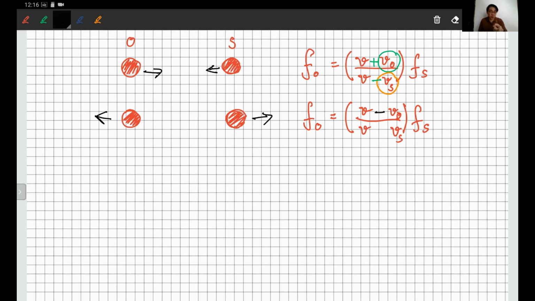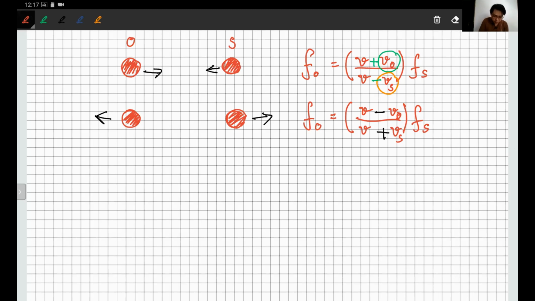Okay, now look at the source. The source now moving away. Frequency should be lower as well. But because the velocity of the source is down here, you want the final f sub O to be smaller. So you pick the positive sign there. Sounds all right, reasonable. Okay, try again.